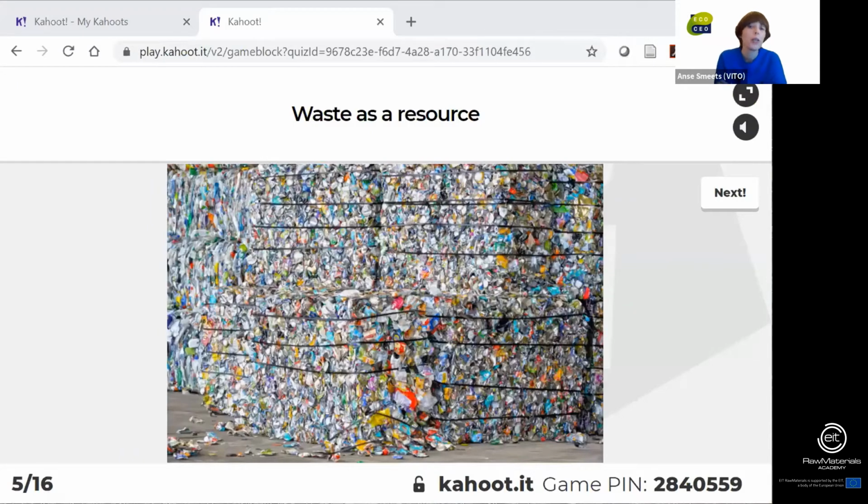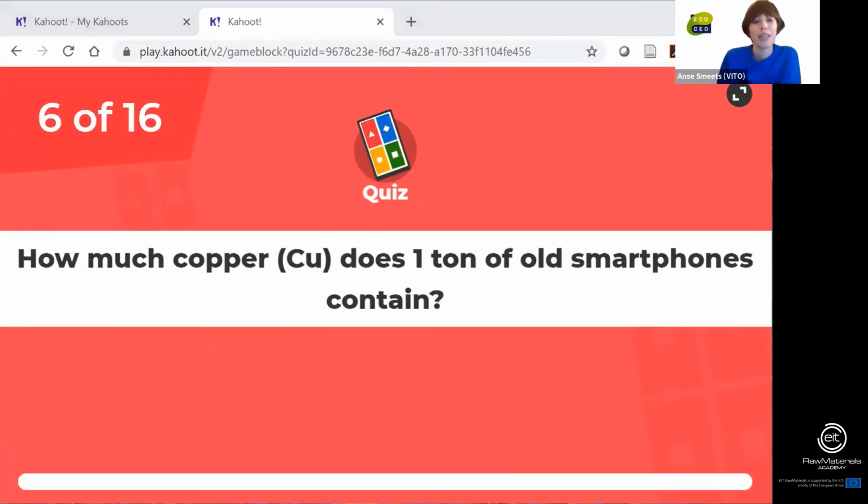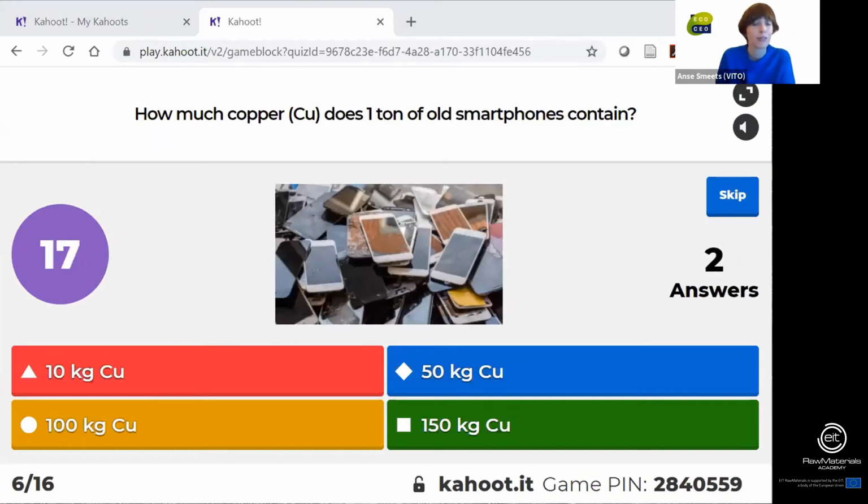Well, as you may know, many of our waste products actually contain a lot of valuable materials that can be recycled or reused. And by recycling waste, we actually avoid the need for mining new materials. This reduces pressure on finite mining reserves, but also saves a lot of energy since recycling typically needs less energy than mining and producing new materials. So our next question to you is, how much copper does 1 ton of old smartphones contain? Is it 10 kilograms? Is it 50 kilograms? Is it 100 kilograms or is it 150 kilograms?